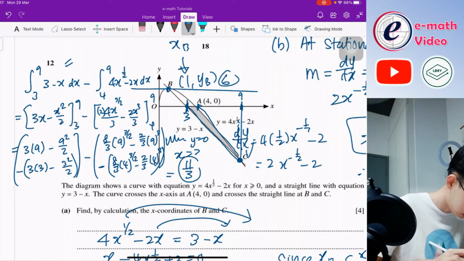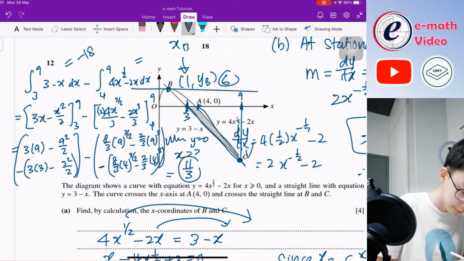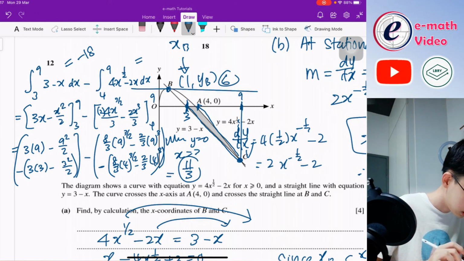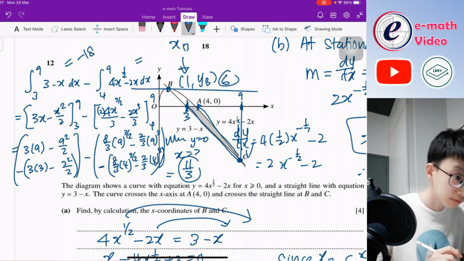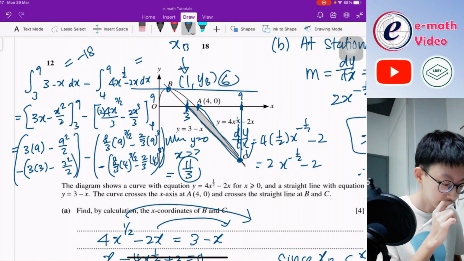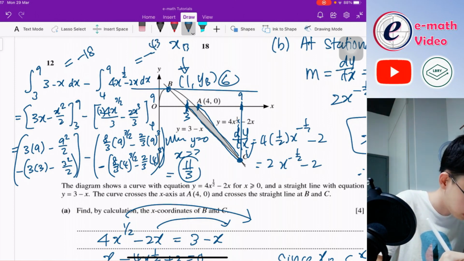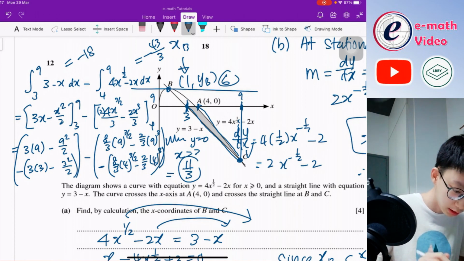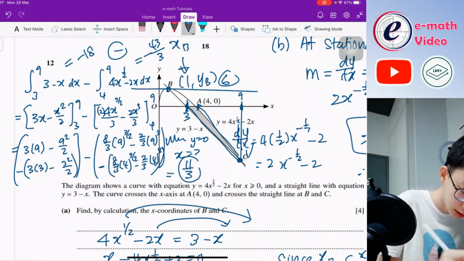Okay, if you press calculator straight away from here, let's check. 3 minus x from 3 to 9 is negative 18. If you press this, 4x to the half minus 2x from 4 to 9 is negative 43 over 3. So negative 18 minus that, if you subtract them, you will get negative 11 over 3.